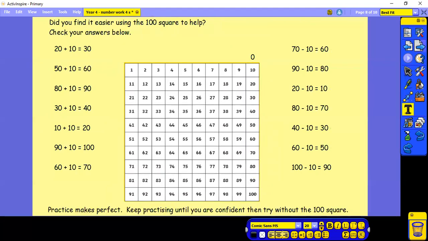So how did you do? And was it easier using the 100 square to help? So check your answers below to make sure that you did manage to get them right. Okay, and then it's something that if you can try and put this into your head and see it like a picture, you can use this when you're doing additions and subtractions. And again, practice makes perfect, so keep practicing.